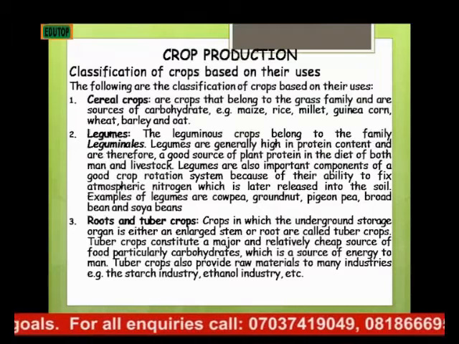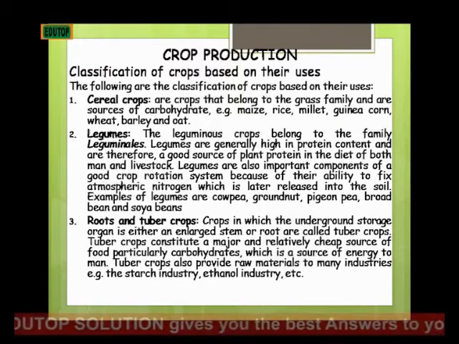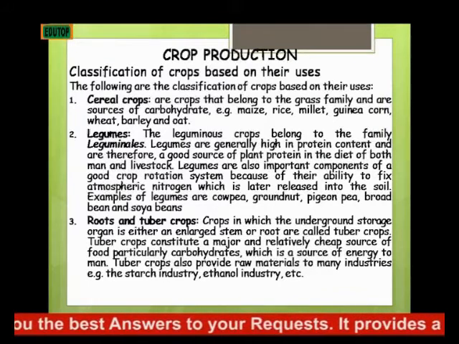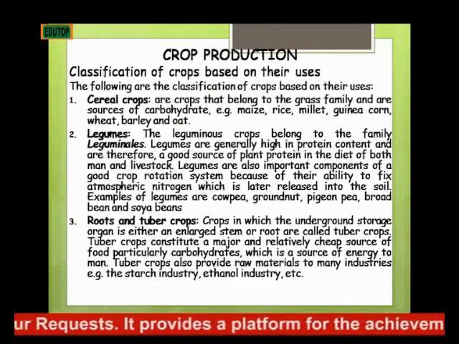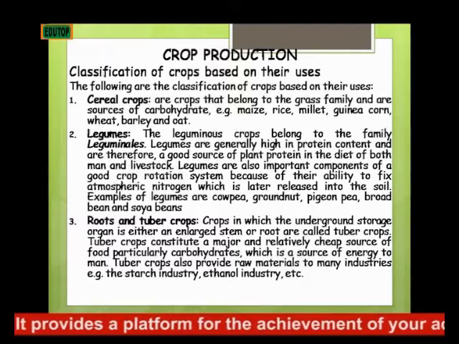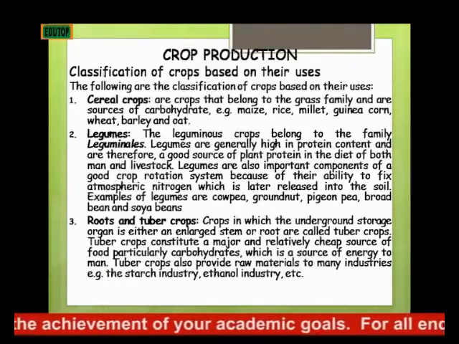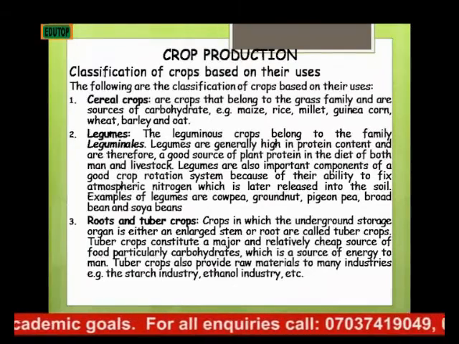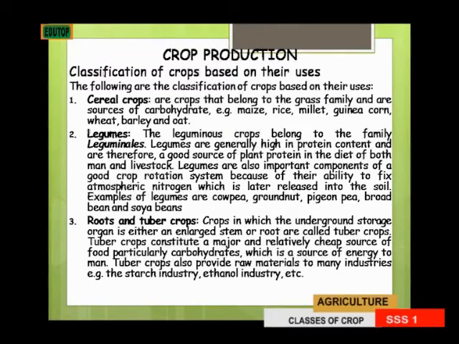The leguminous crops belong to the family of the legumineuses. Legumes are generally high in protein content and are therefore a good source of plant protein in the diet of both man and livestock. Legumes are also an important component of a good crop rotation system because of their ability to fix atmospheric nitrogen, which is later released into the soil. Examples of legumes are cowpea, groundnut, pigeon pea, broad bean, and soya bean.